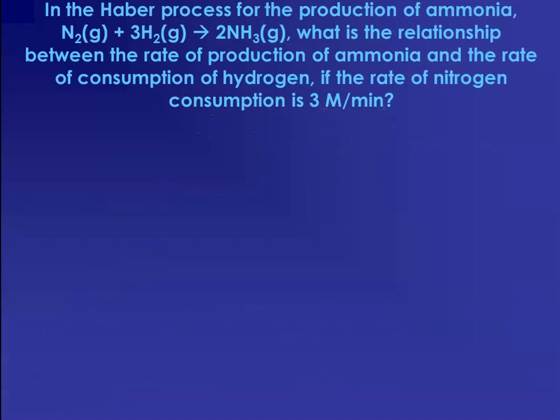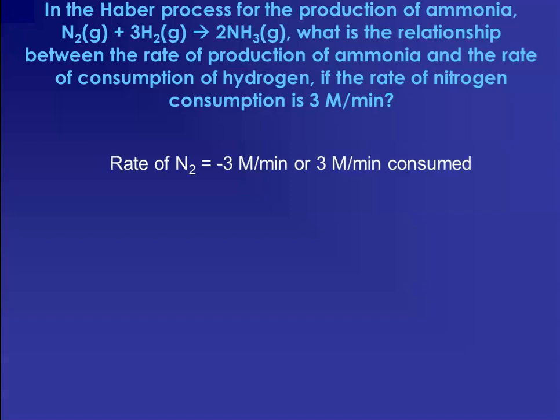So here you have the Haber process for ammonia being made from nitrogen and hydrogen. I want to know what the relationship is between the production of ammonia and the consumption of hydrogen if nitrogen's consumption rate is 3 moles per liter per minute. Because nitrogen is a reactant, I could either write that with vocabulary to describe that it's being consumed, or I could rate it quantitatively with the negative sign in front.